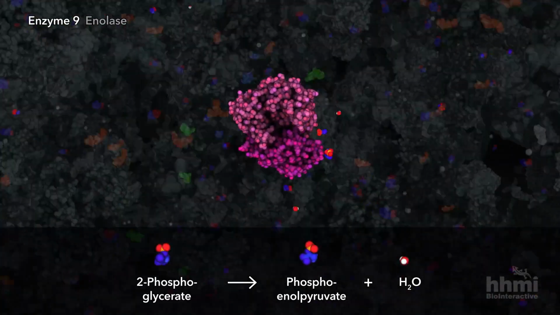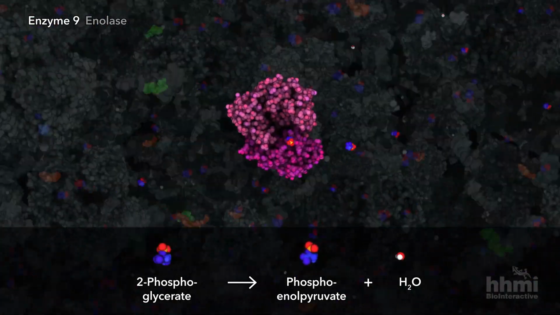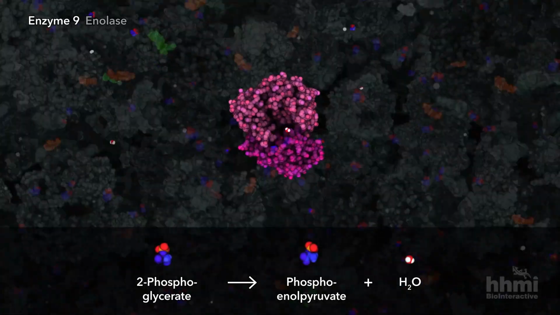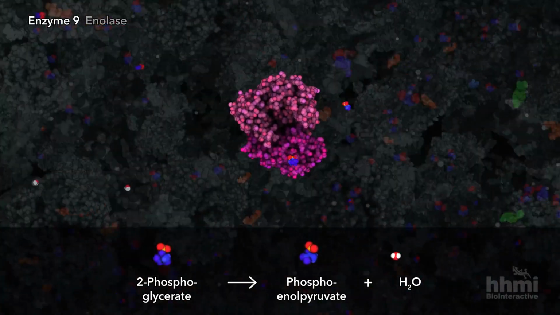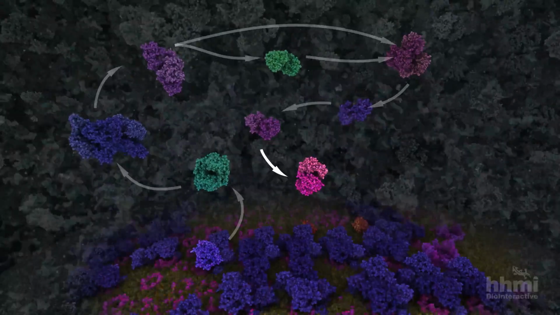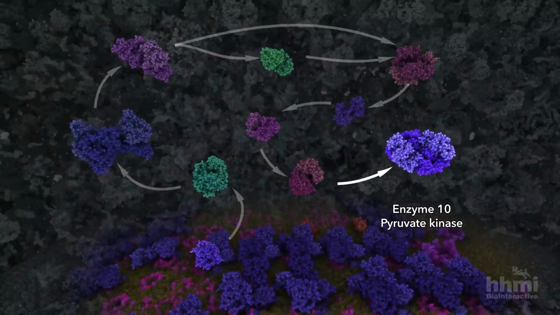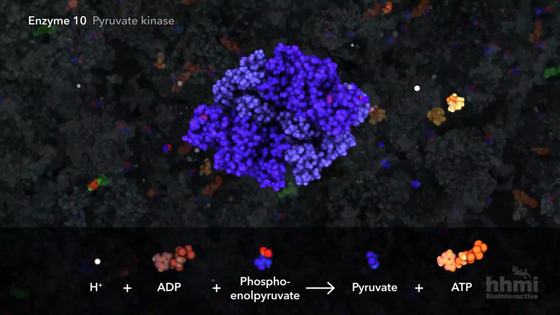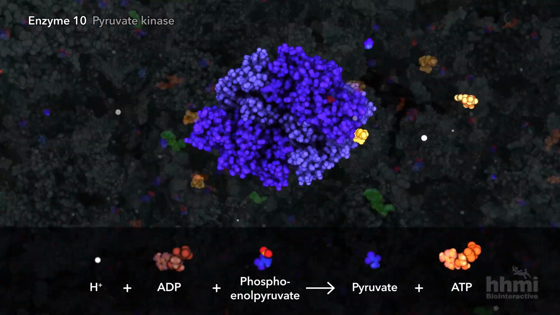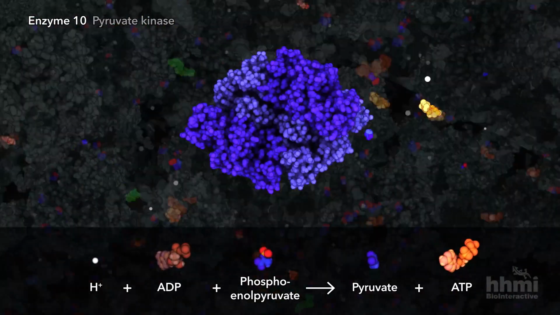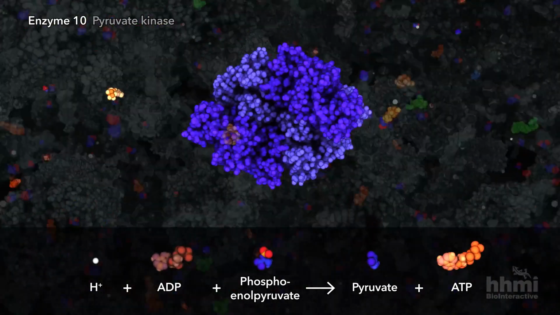The 9th enzyme catalyzes dehydration, increasing the potential energy in preparation for the final glycolysis reaction. The 10th enzyme transfers the remaining phosphate group to ADP, producing ATP and the 3-carbon sugar, pyruvate.